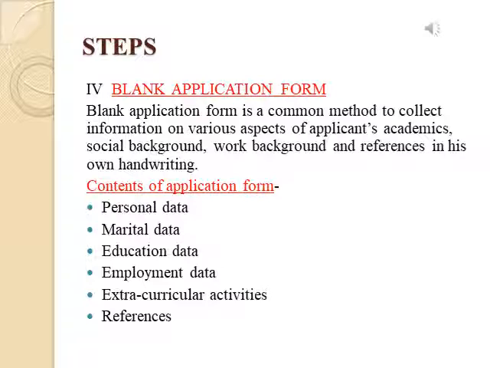Personal data can include his father's name, the place of birth, his weight, his height, and the education he has achieved. Marital data can include whether he is married or not. Education data can include the subjects he has studied, the distinctions he has achieved, the certificates he has achieved. Employment data and references can include the places where he has worked previously and the number of years he has spent in that organization. Extracurricular activities can include NCC and NSS activities.